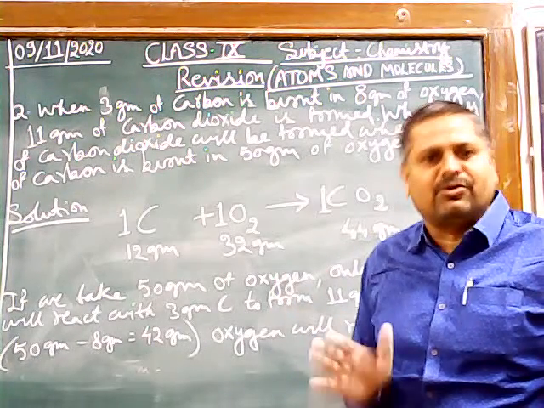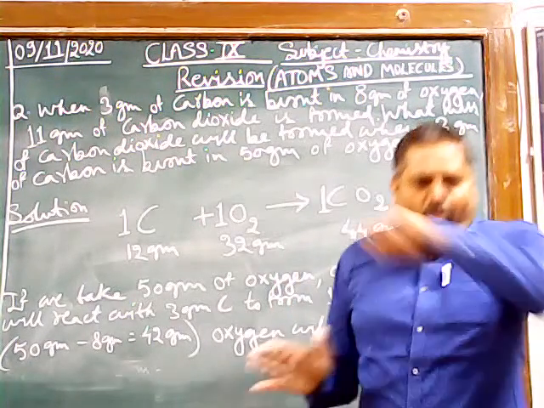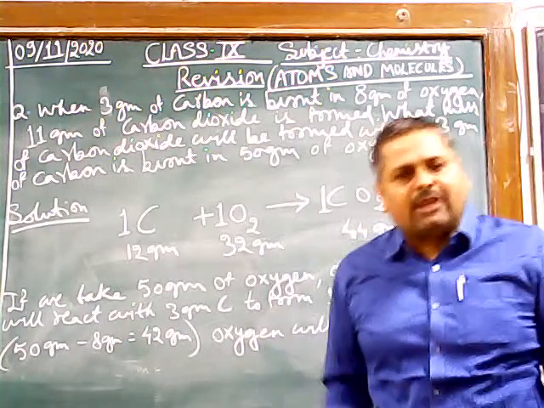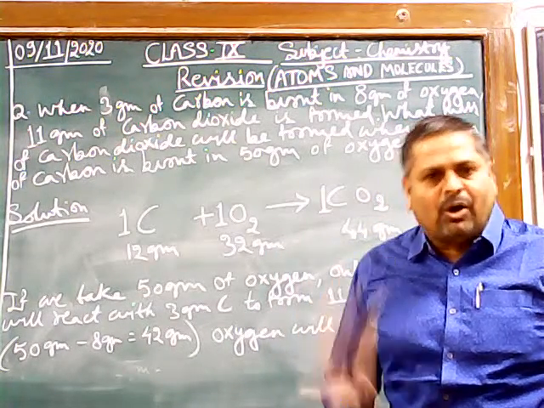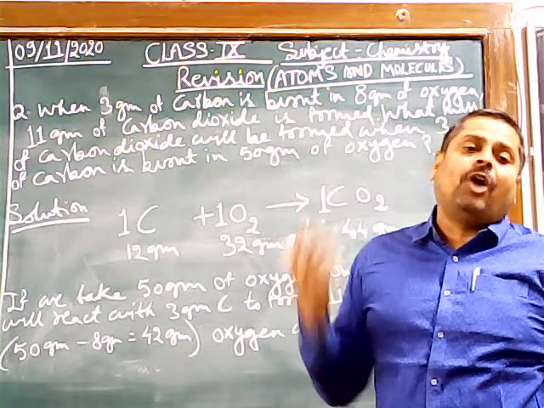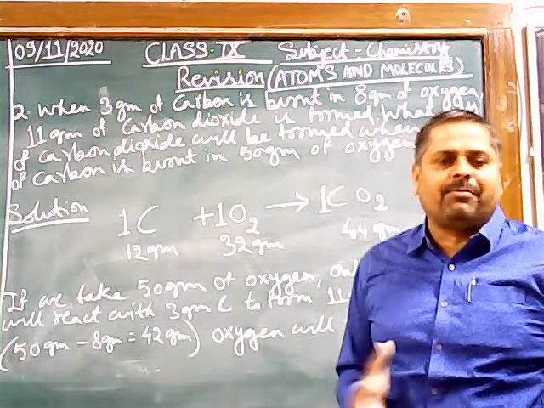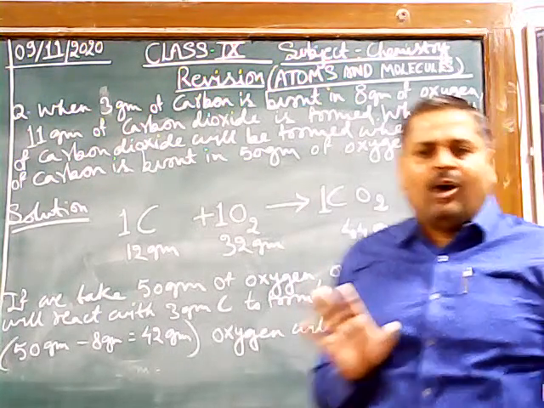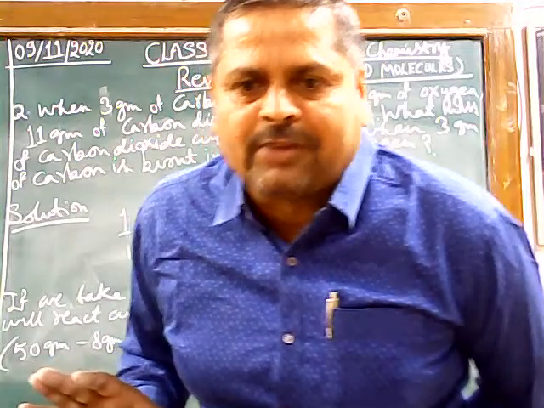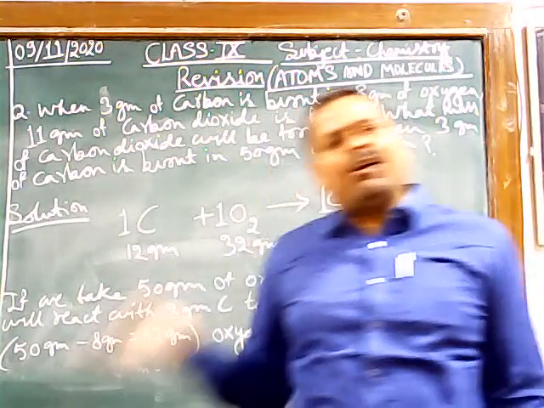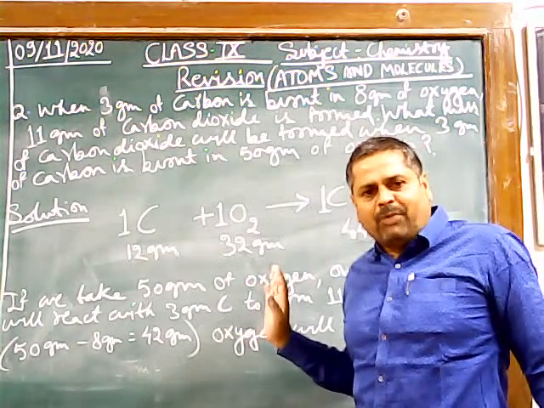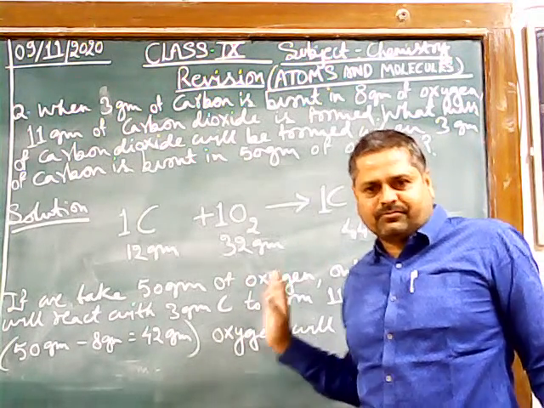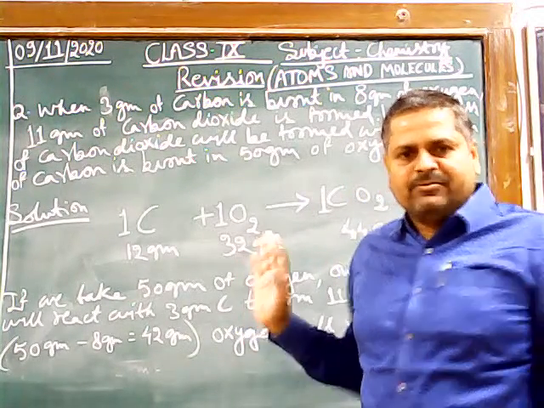This law is known as the law of constant proportion or law of definite proportion. So with this we have completed two laws: the law of conservation of mass and the law of definite proportion. Is that clear? Is the law of definite proportion clear to you or not? Is it clear to everyone?